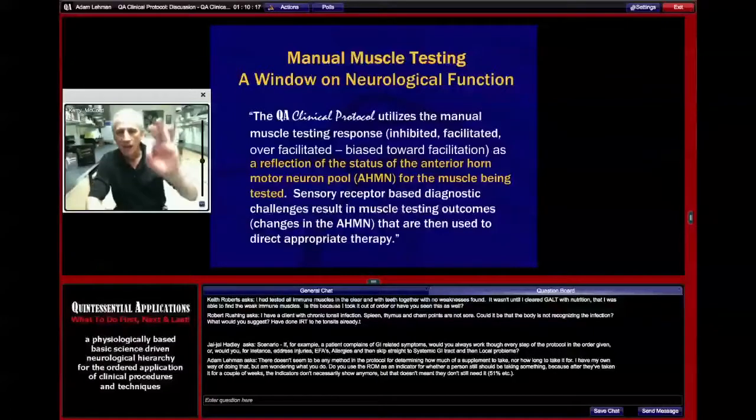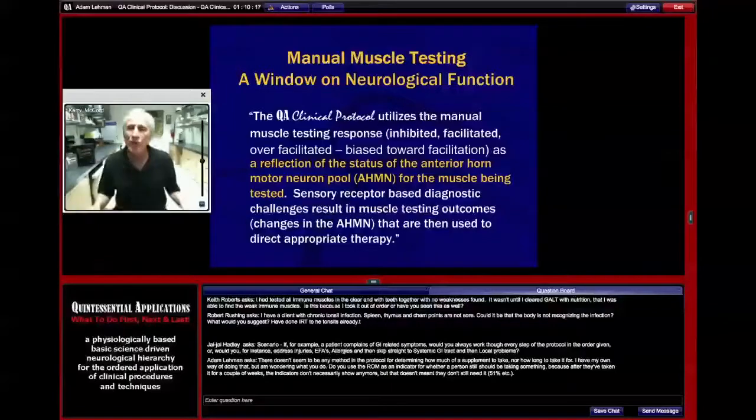So a muscle testing response is a reflection of the status of the anterior horn motor neuron pool for the muscle being tested. So we use these sensory receptor-based diagnostic challenges, touching, rubbing, pinching, etc. And these challenges result in muscle testing outcomes. In other words, these sensory inputs result in changes in the anterior horn motor neuron pool for the muscles that we're testing, that are then used to direct appropriate therapy.